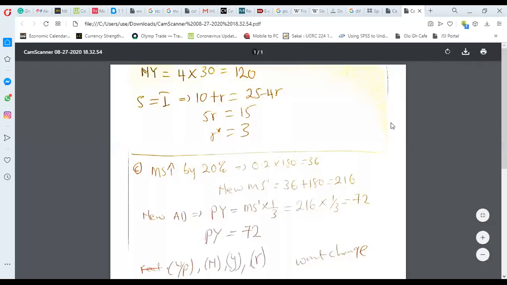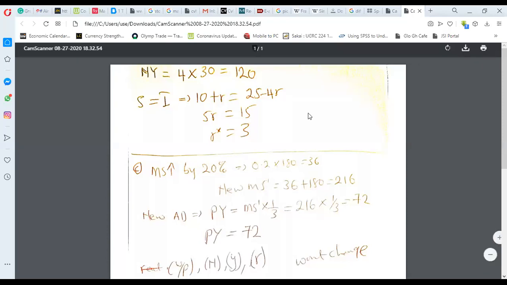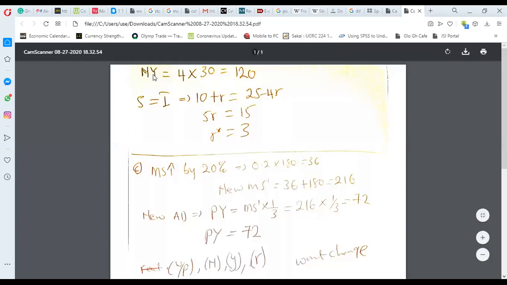I hope you can see. So our NY, N was 4, right? And then Y was 30. So N times Y, 4 times 30, which is what? 120. And then for interest rate, we are going to the loanable funds market. In the loanable funds market, we have equilibrium when savings is equal to what? Investment. We're given the savings function. Just pick it and equate it to the investment function. That is what we have here.